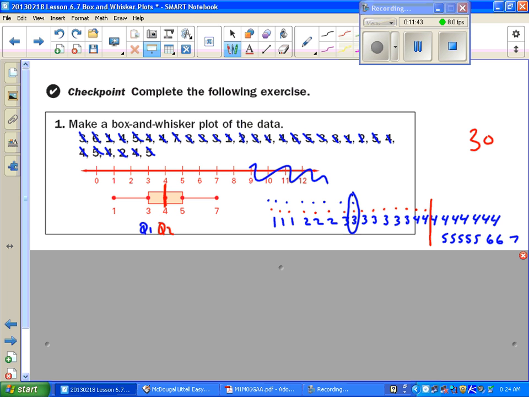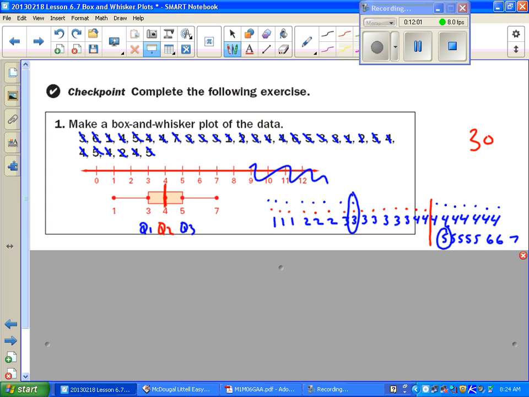And then do the same thing with your other side. Count to 8. 1, 2, 3, 4, 5, 6, 7, 8. 5 is our Q3 value, our third quartile, and you can see 5. Notice the box goes from the Q1 to the Q3, just in this case from 3 to 5.